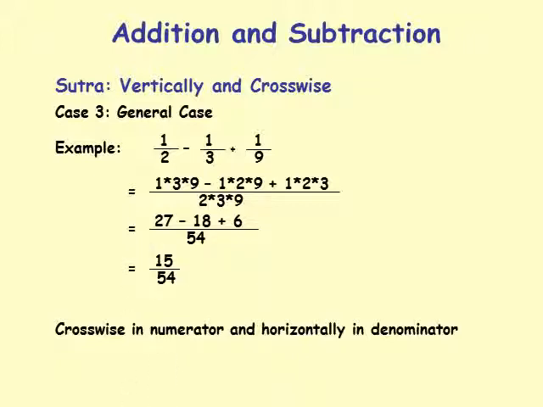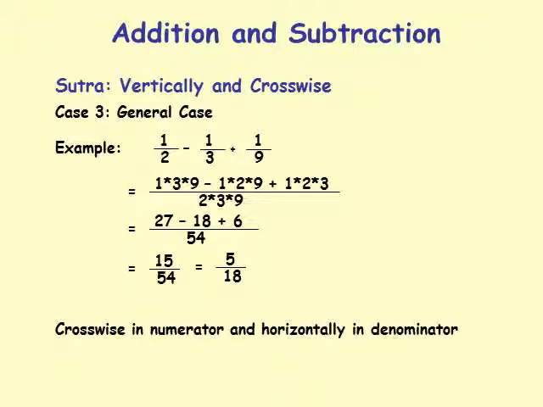Let's continue. That is equal to 15 divided by 54. 27 minus 18 is 9. 9 plus 6 is 15. So 15 here and 54 in the denominator. 15 and 54 both have a common factor, which is 3. Let's divide out by 3. If you divide 15 by 3, I have 5. If I divide 54 by 3, I get 18. So the final answer is 5 over 18. When I do half minus 1/3 plus 1/9, it adds up to 5 over 18.